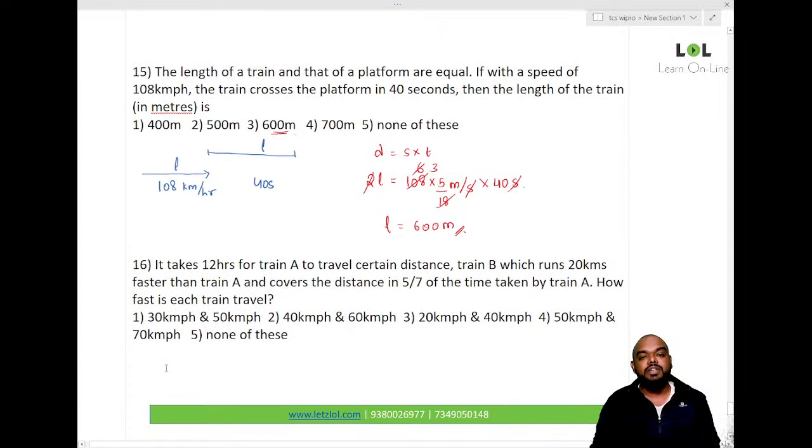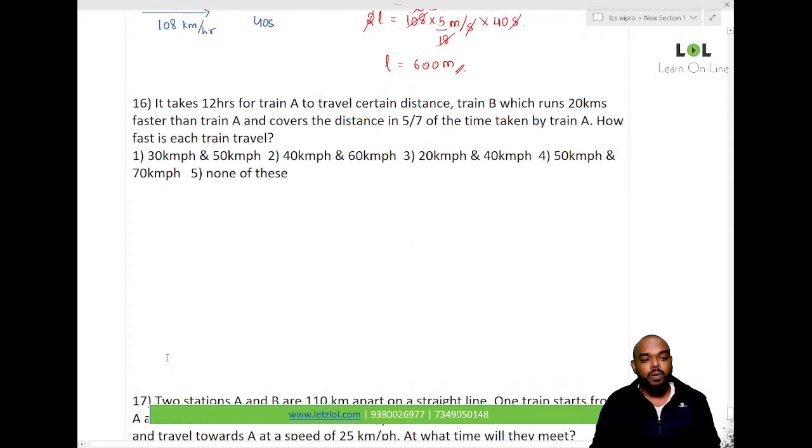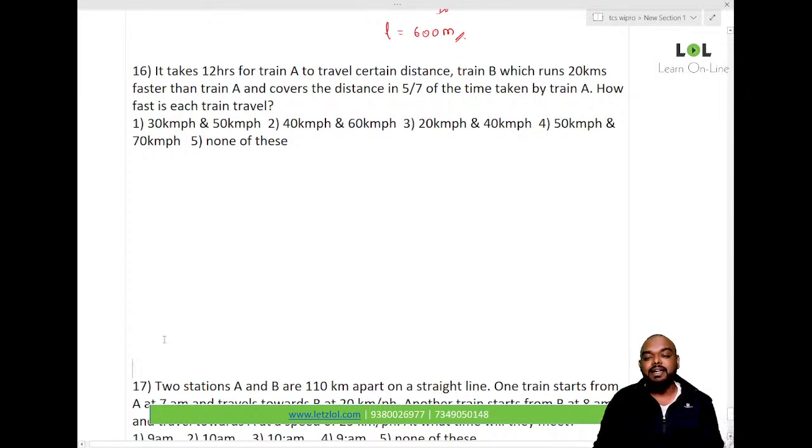So far, whatever problems we have solved are completely based on the situations we have seen in the previous class. So from now onwards, slightly different problems. It takes 12 hours for train A to travel a certain distance. Train B, which runs 20 kilometers faster than train A, covers the distance in 5/7 of the time taken by train A.